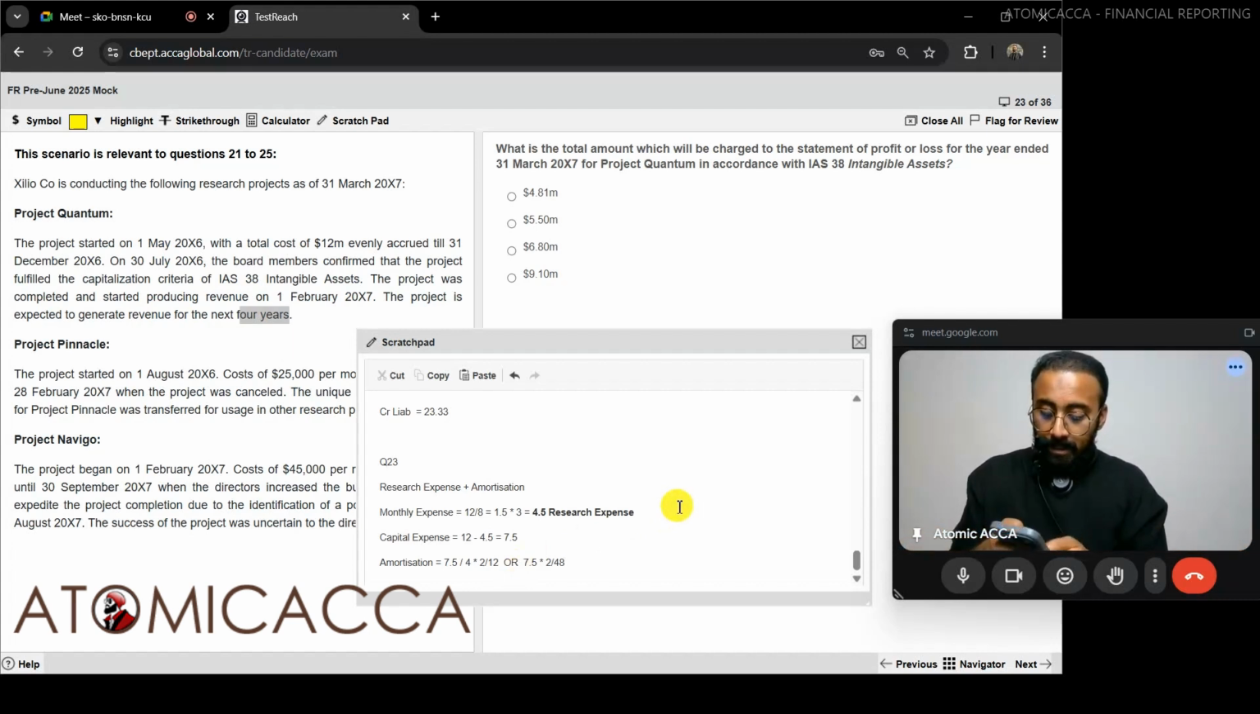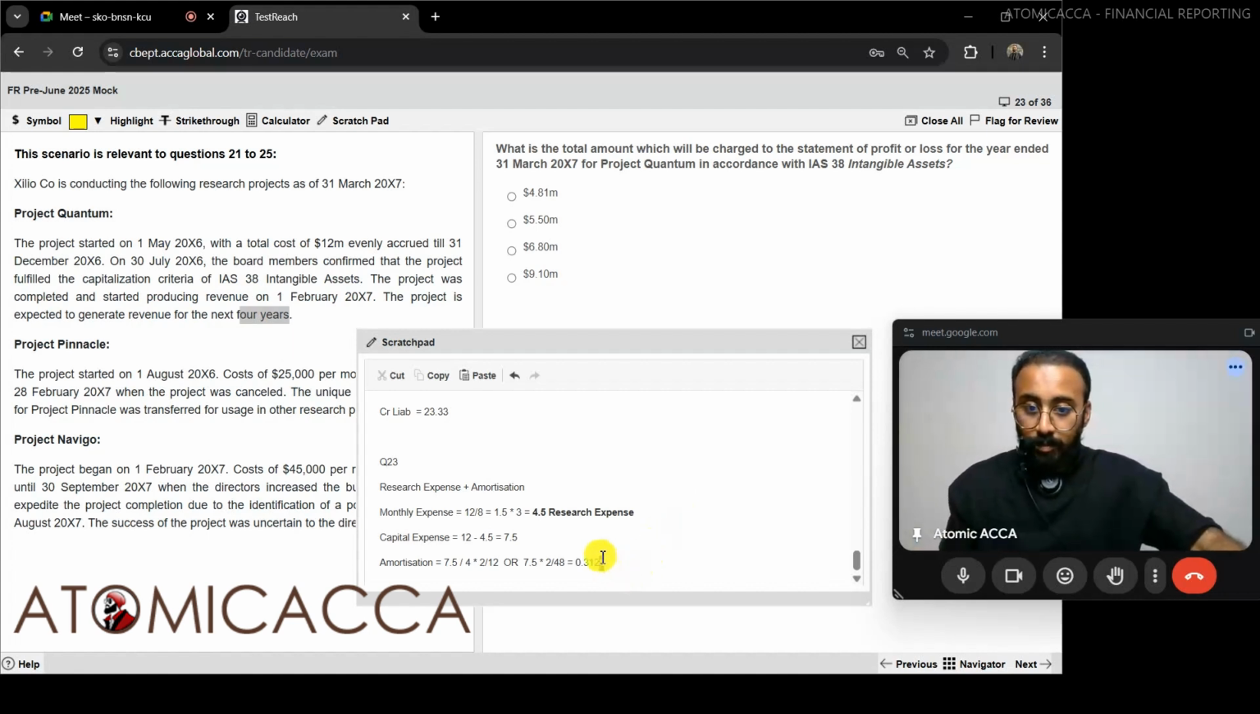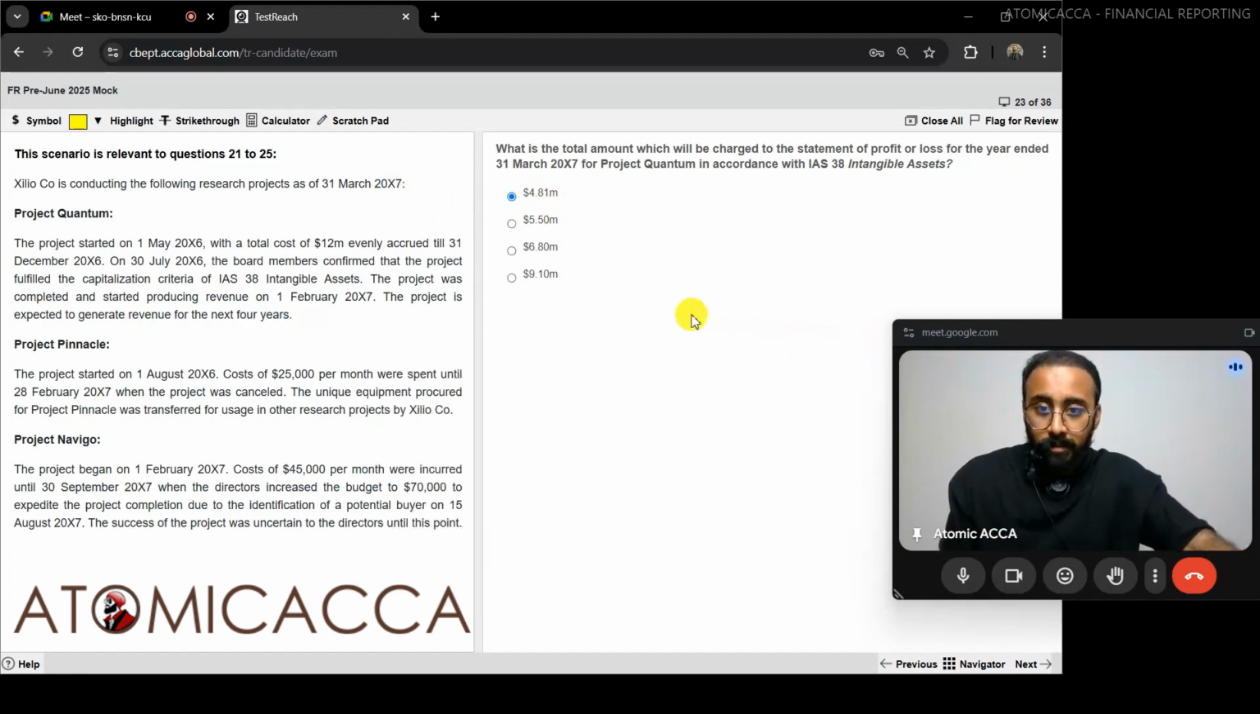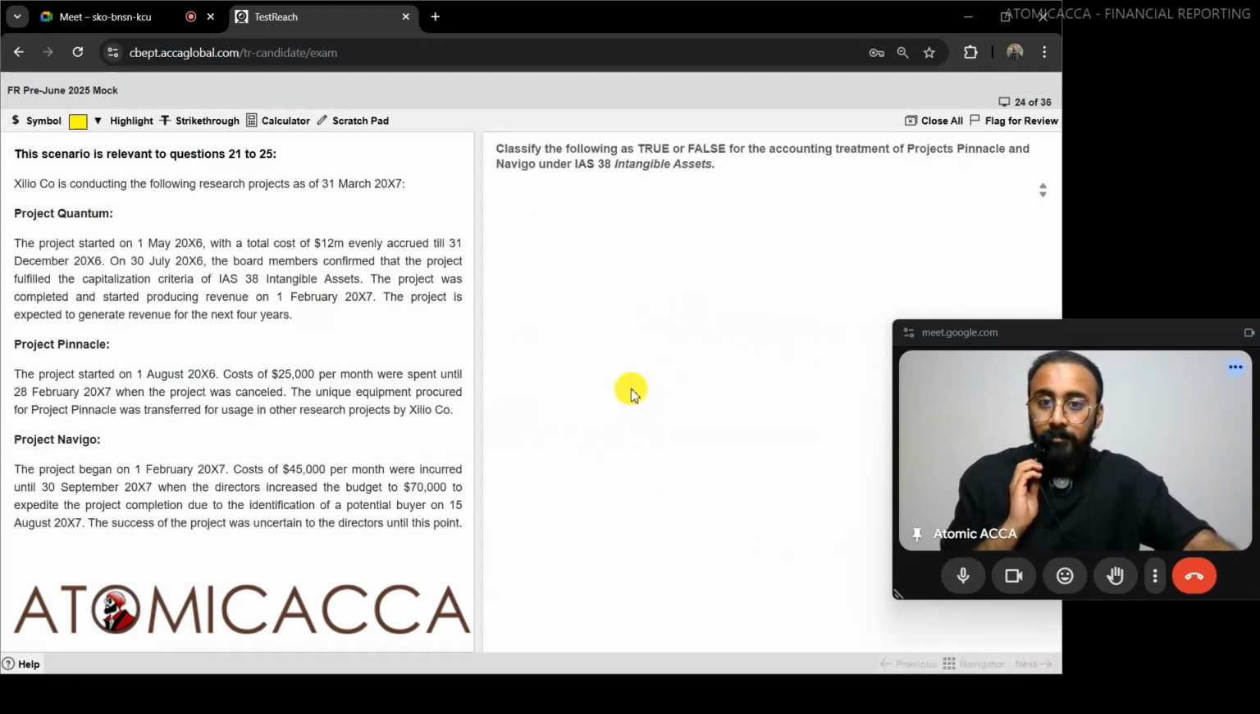7.5 into 2 divided by 48 is equal to 0.3125. If I add it with 4.5, how much will it be? 4.5 plus 0.3 will be something like 4.81, 4.8125. So we have the answer over here, 4.81. So that is our answer. We're done with this question. Let's move to the next one.